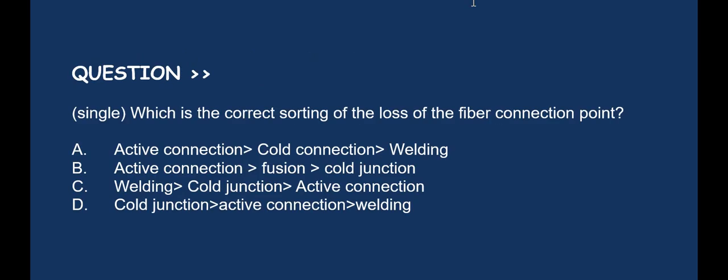Next one, which of the following is the correct sorting of the loss of the fiber connection point? Option A, active connection, cold connection, welding. Option B, active connection, fusion and cold junction. Option C, welding, cold junction, active connection. Option D, cold junction, active connection, welding. Correct answer is option A.